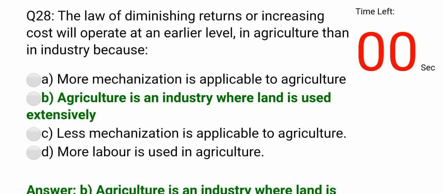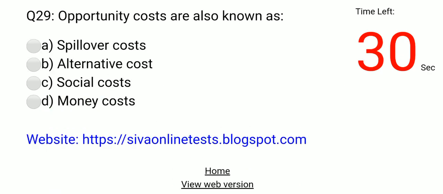Answer. B. Agriculture is an industry where land is used extensively. Question 29. Opportunity costs are also known as. Options. A. Spillover costs. B. Alternative cost. C. Social costs. D. Money costs.